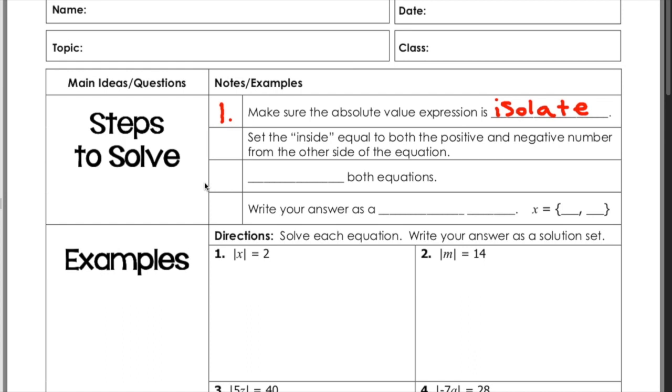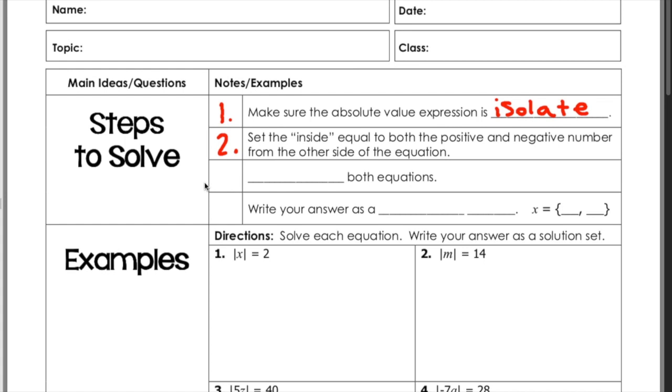Our second step, number two, is to set the inside of the absolute value, so whatever expression is inside the absolute value, equal to both the positive and negative number from the other side of the equation. And the reason we do this is because the absolute value makes a number positive. So we can plug a negative number into an absolute value sign, and we're going to get a positive number. So that means that we can have more than one solution, right? It's not necessarily an infinite amount of solutions, but it means that we could have 1, 2, or maybe even 3 numbers that we can plug in and make this equation true.